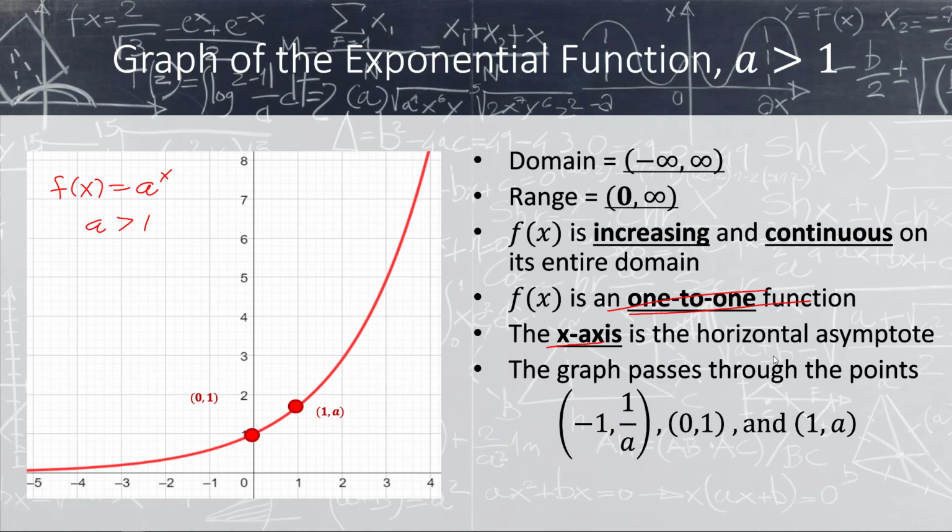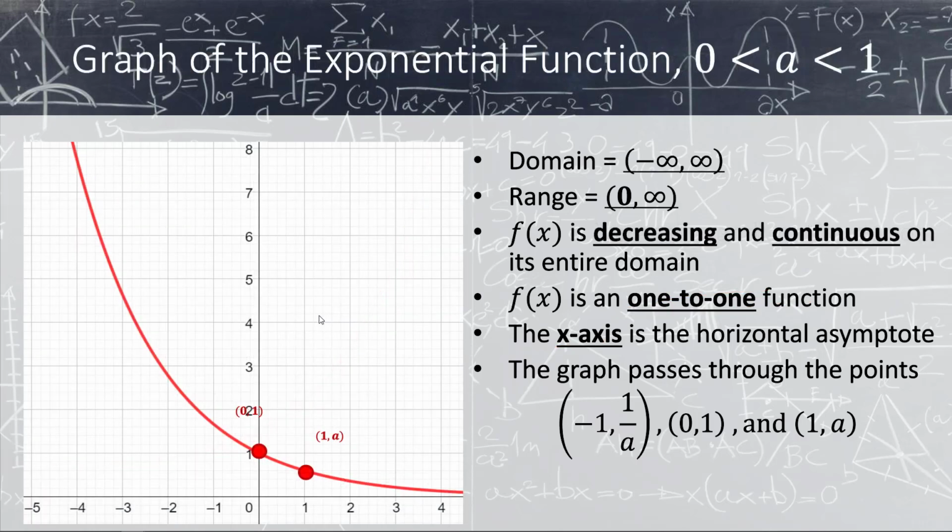And then finally, the graph goes through the points (-1, 1/a), which I forgot to plot. There it is. (0, 1), and then (1, a). Those are the 3 critical points on the graph. And one thing you'll notice for the case when a is less than 1 is that the graph tends to begin to reflect a little bit.